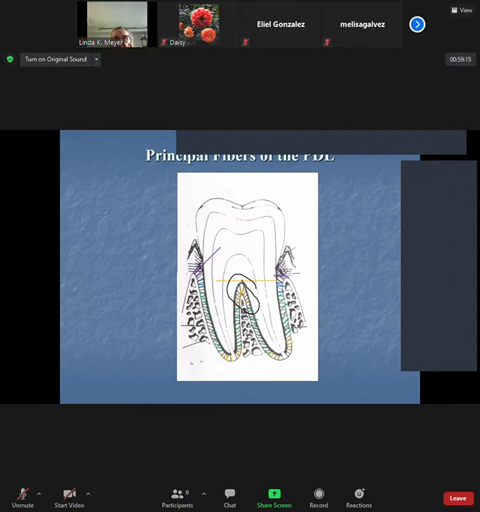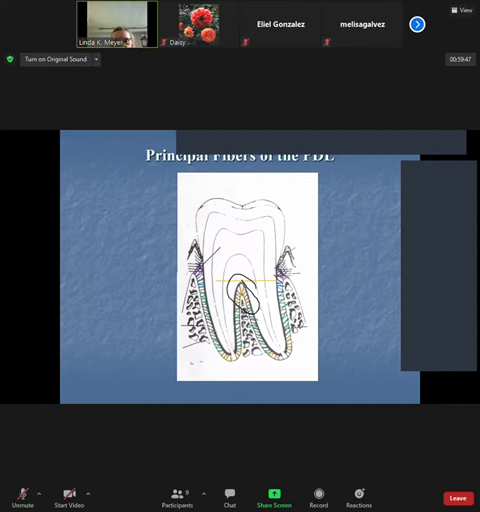So collectively, what do these principal fibers do? They attach the tooth root, the cementum, to the alveolar bone. And they're type 1 collagen fibers. They're non-stretchable, so they're going to keep the tooth stable in its bony socket. That's overall their main function collectively. They're going to provide mechanical support.